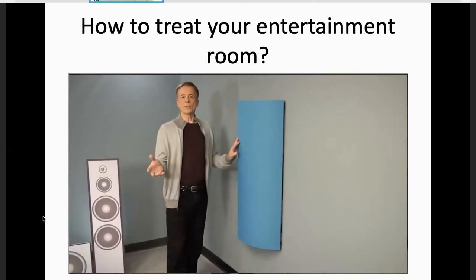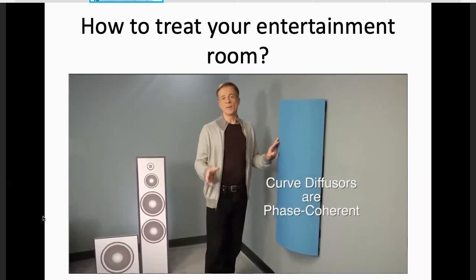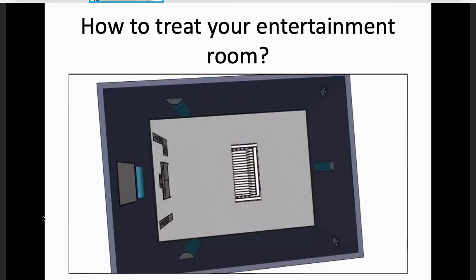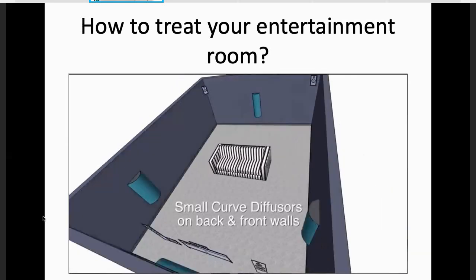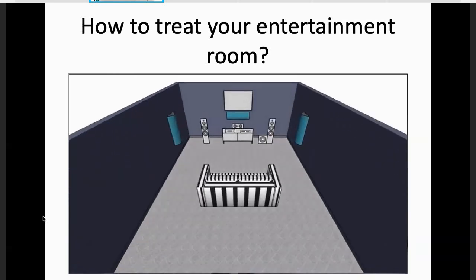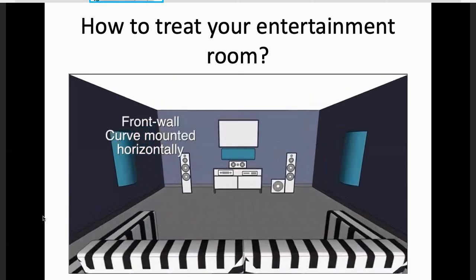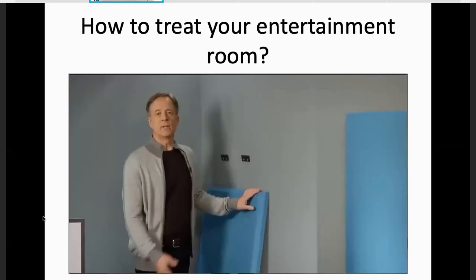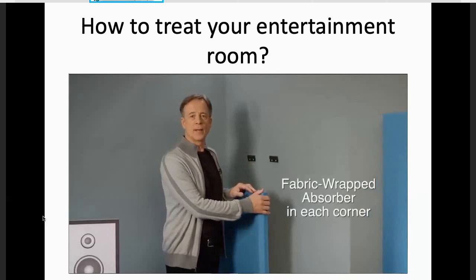It'll make your stereo soundstage wider and more focused because our diffusers are phase coherent. Flat surface reflections happen on all four walls. So let's place one small curved diffuser on the back wall and one on the front wall. We've mounted the front wall diffuser horizontally because sound moves in 3 dimensions and it fits with the TV. Because corners make sound bounce worse, we'll use a fabric wrapped absorber panel in each corner.